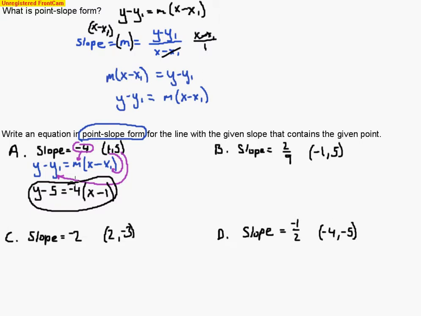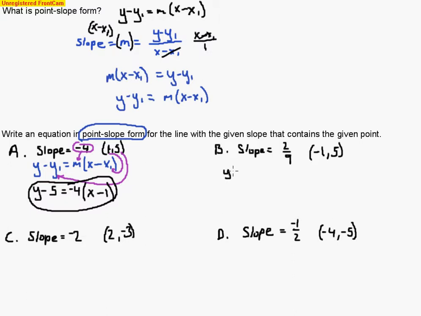You don't have to do anything else except just substitute the numbers. So let's take a look at another example. This one's a little different because the point has a negative value in there. So this is 2/9 is what it says. So we'll go ahead and rewrite our point-slope form.